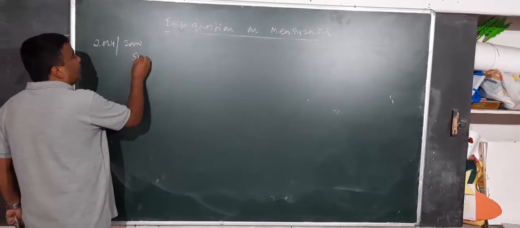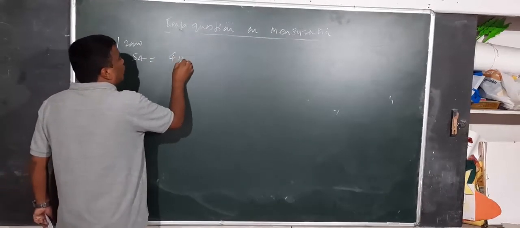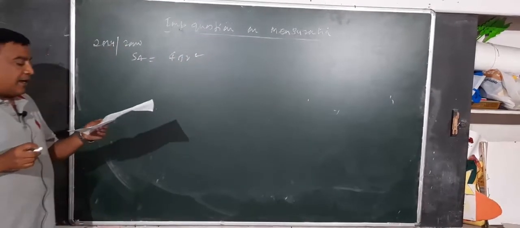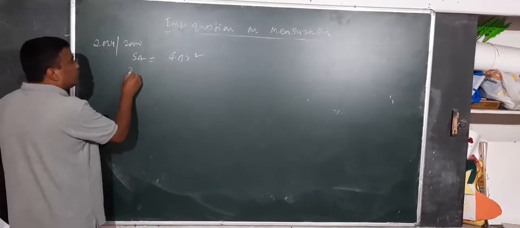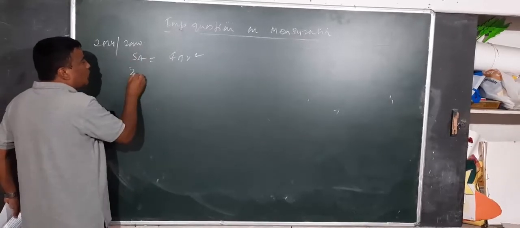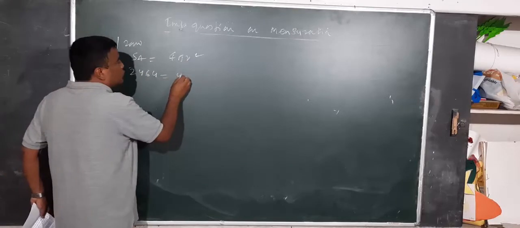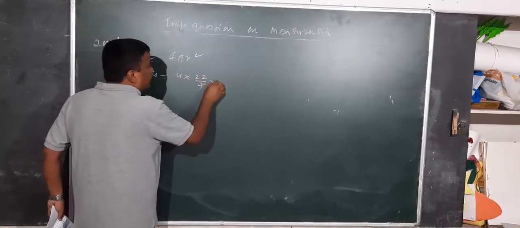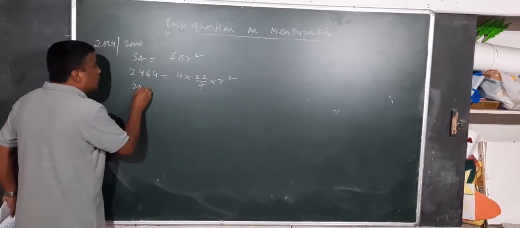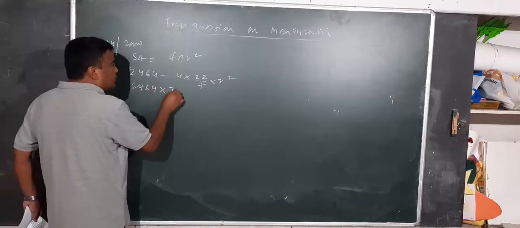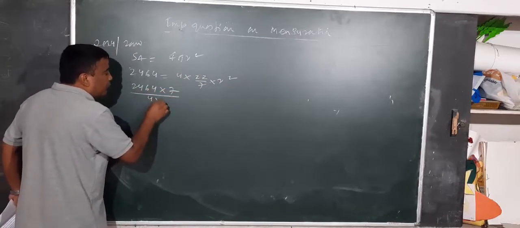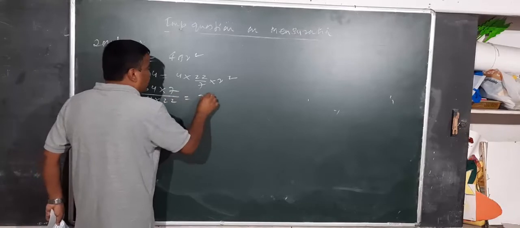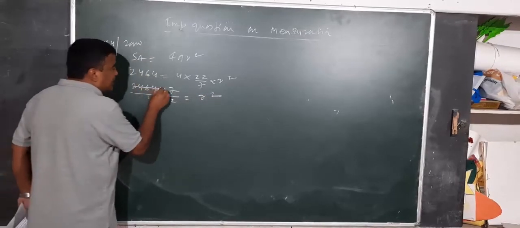So, surface area equals 4 pi r square, and the surface area is given, which is 2464. 2464 equals 4 into 22 by 7 into r square. 2464 into 7 divided by 4 into 22 equals r square. You can cancel by 11.